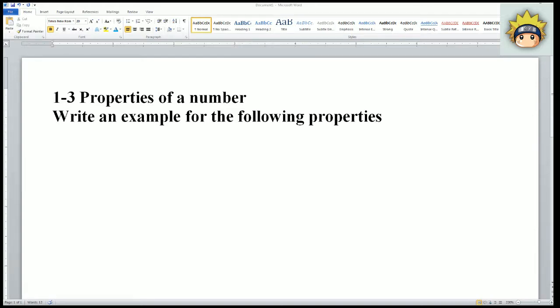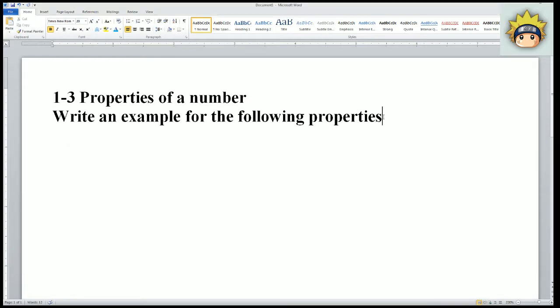This is the third video in the Chapter 1 test review. This is 1-3 properties of a number. This asks us to write an example for the following properties. Okay? You need to memorize your properties. There is no way around that fact.